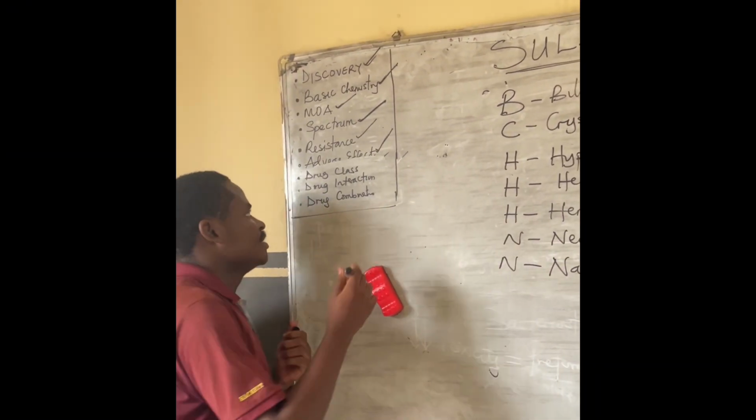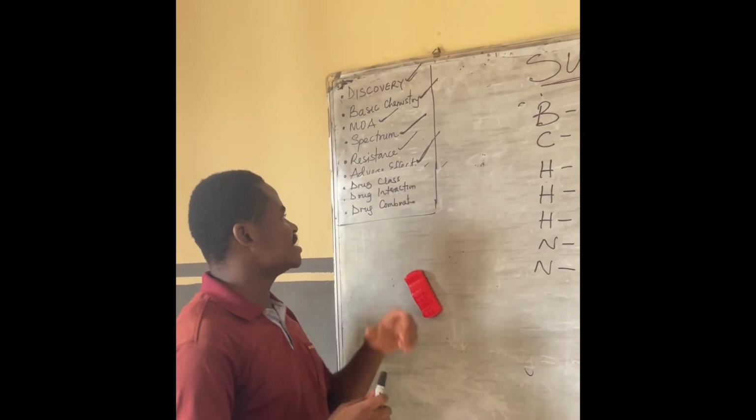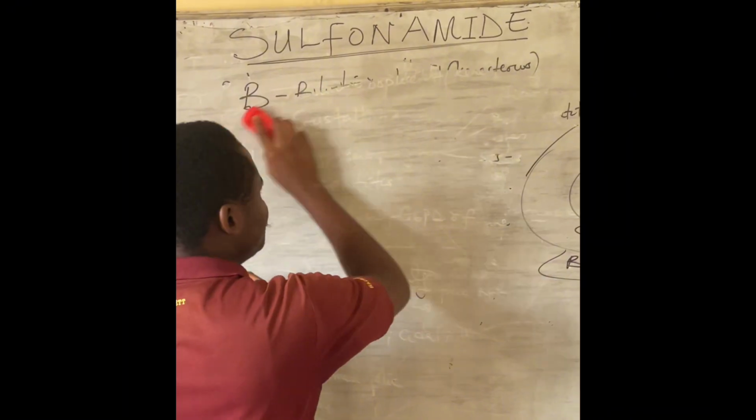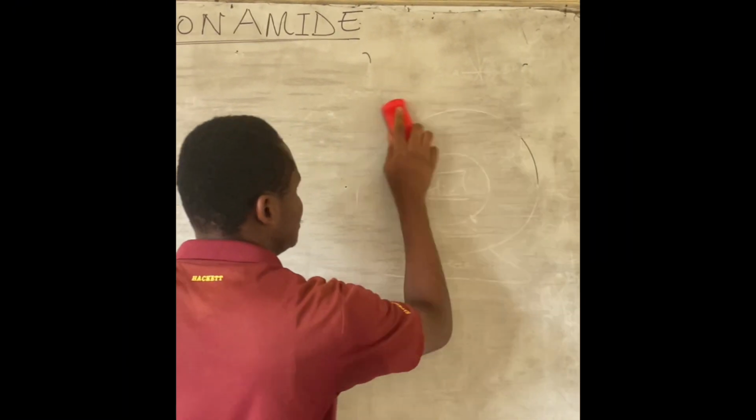BCHHHN squared. So that is it there. Now I want us to say something quite interesting. That's the drug class. As we take it again from here. Now what becomes of the drug class in sulfonamide?